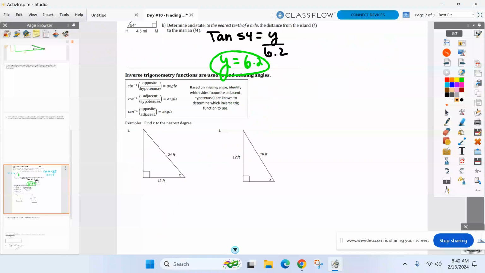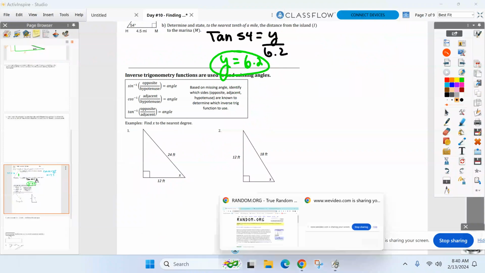So take a look at number one here. We're looking for angle x. We know it's going to be less than 90, so keep that in the back of your mind. Identify what the 12 and the 24 are. We're still going to be doing the same thing. When I say identify, I mean opposite, adjacent, hypotenuse. We're not doing anything different yet.